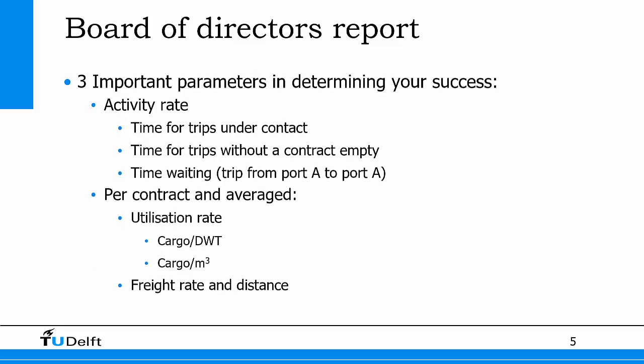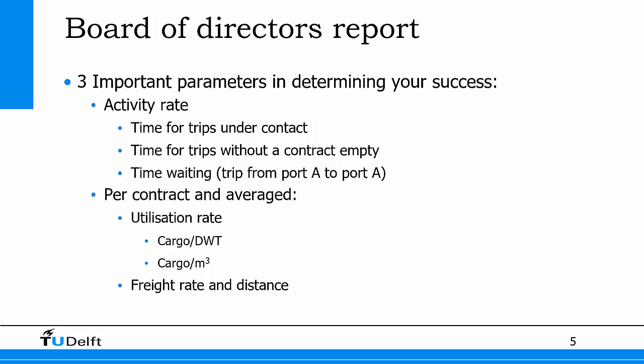Also discuss the following three important parameters. The activity rate, so the time on the contract, the time you are not on the contract but sailing empty, and the time waiting. So this is seen as a trip in the game from port A to port A. So from the same port to the same port is a week waiting time.